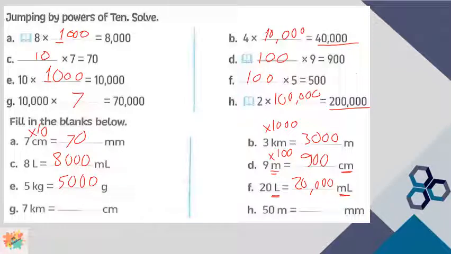20,000. 7 kilometers equal how many centimeters? Focus now: from kilometer to meter it is 1000. Okay, and from meter to centimeter it is 100. So from kilometer to centimeter it is 100,000. So it will be 700,000. The next: 50 meters equal how many millimeters? We already know from meter to centi it is 100, and from centi to milli it is 10, giving the 1000, so it will be 4 zeros.